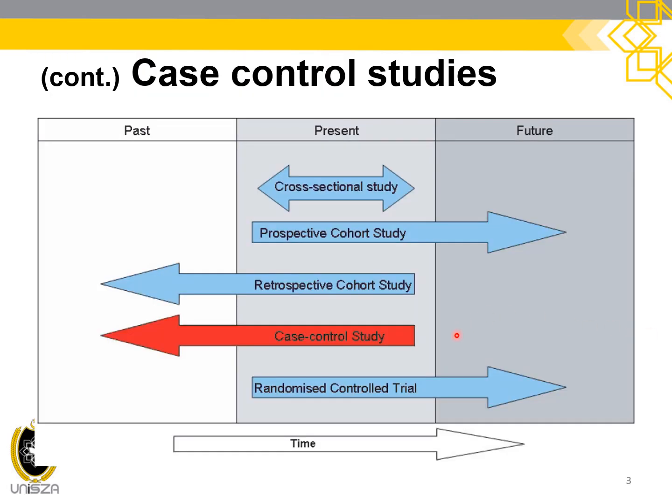If you look at this figure, the case control study is the red one. It is when you collect data from the present time, but you are interested to know what happened in the past, retrospectively.